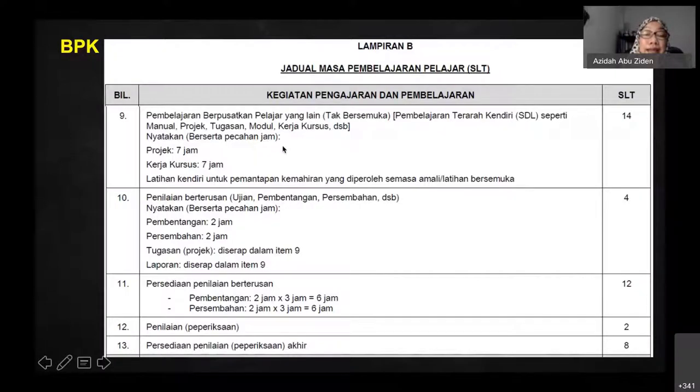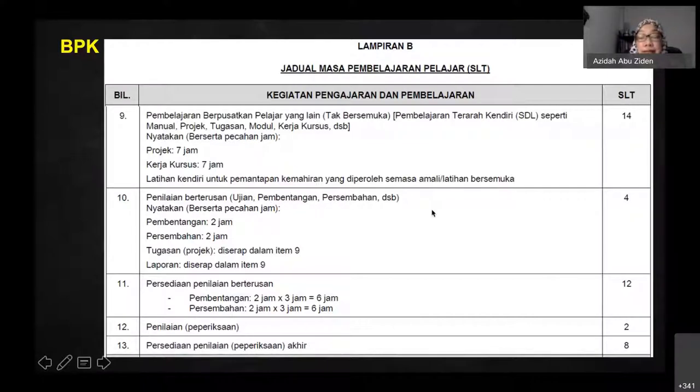Okay, so yang ini akan masukkan dalam yang mana? Kalau dalam table 4 yang baru, which one? Which part of the table 4? I assume that you have seen the table 4 before dah. Okay, yang ni nak letak di mana? Okay. So, pembelajaran arah kendiri ni semua akan letak di asynchronous, sebab it is unguided. Okay, so penilaian berterusan, ujian pemetaan, persembahan dan sebagainya will be in assessment.